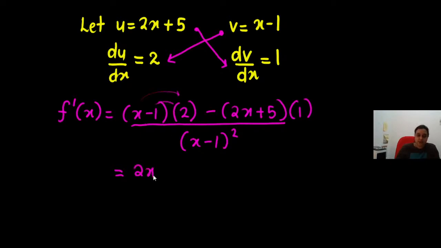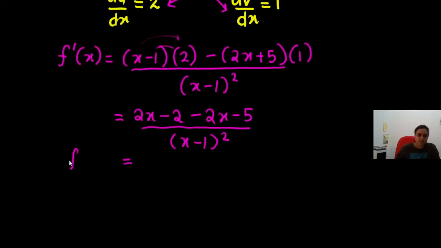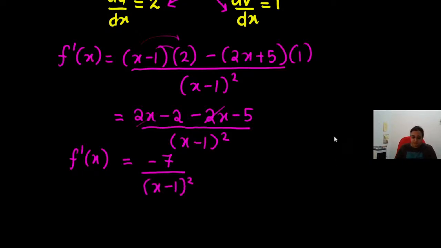Then from here you can expand. You'll get 2x - 2 - 2x - 5. Which one can solve at the top? We solve first. So here we solve f prime, and we get negative 7 over (x - 1) squared. So f prime, very easy, straight away we get already.